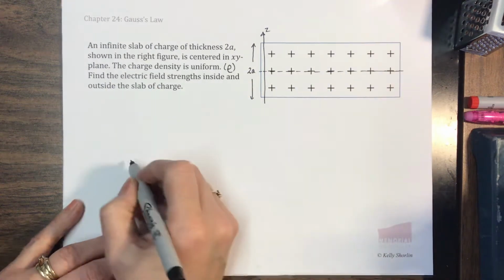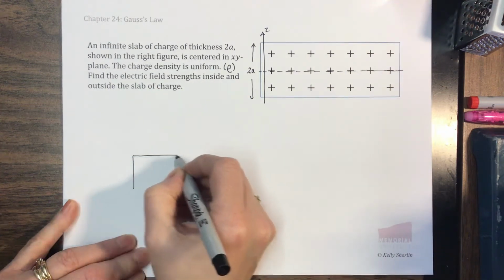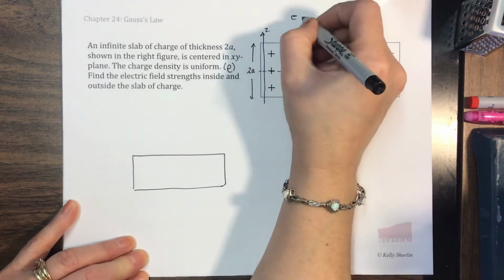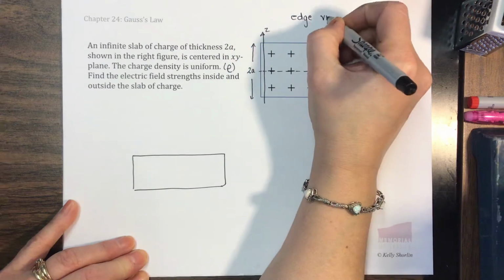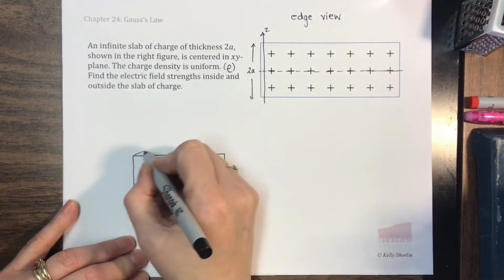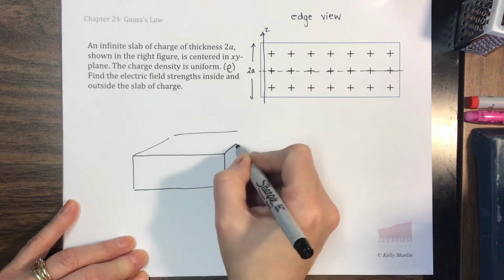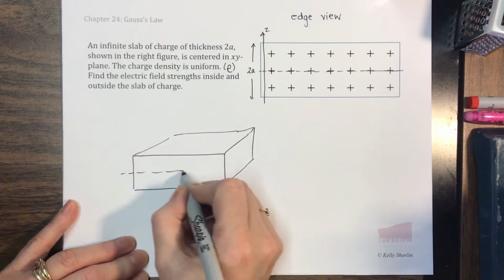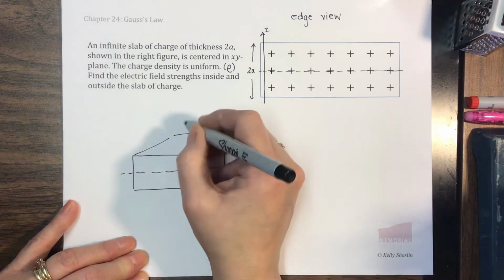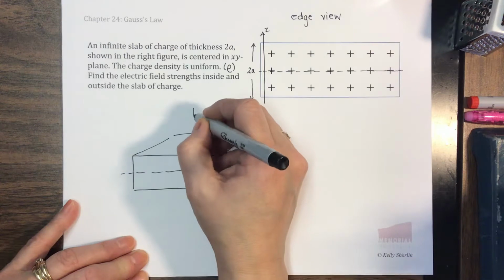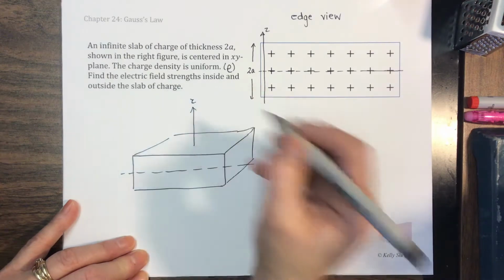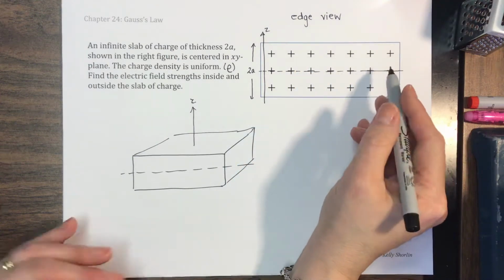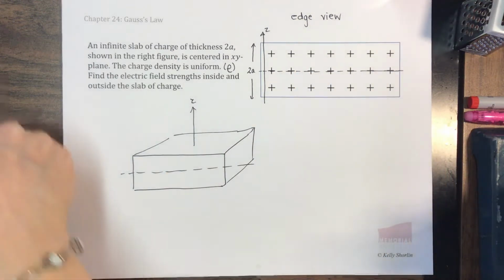This is an edge view. If you were trying a 3D view, and my 3D drawing is not super, so bear with me. So edge view. Would have the block like this. So it goes through the xy plane, and our z coordinate system goes up through the middle. So z comes out the center. Z-axis. Okay, so that's a picture of what we have. We have positive charge uniformly distributed throughout the entire block of charge.